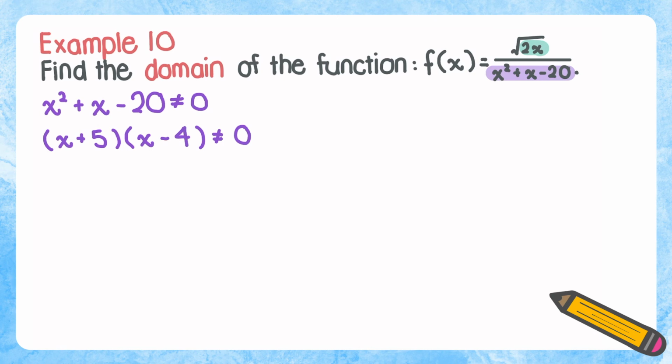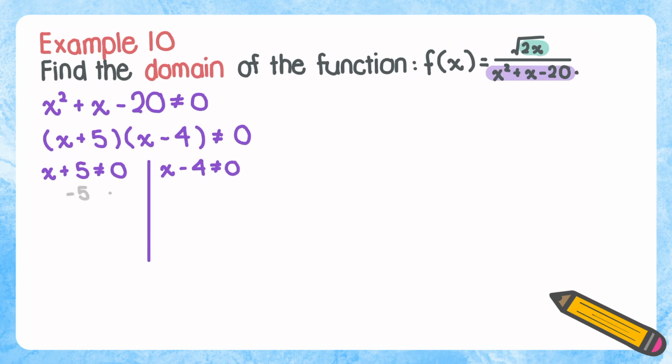And if you're unsure of how we got this combination right here, remember you can always reach out to me on Remind. All right, so two potential x values: x plus 5 cannot equal 0, and x minus 4 cannot equal 0.